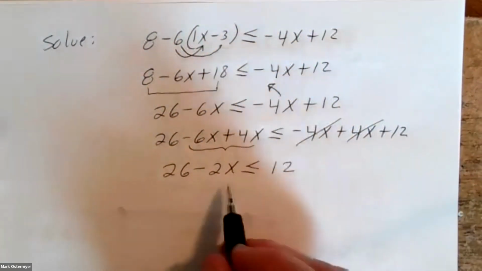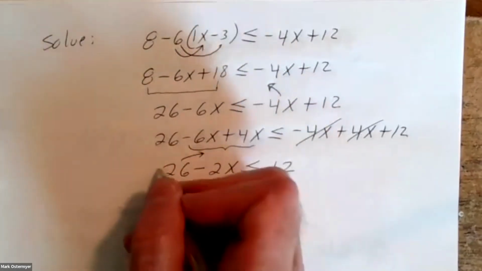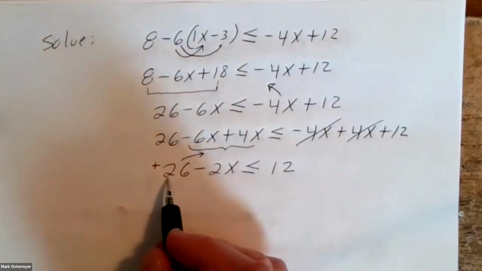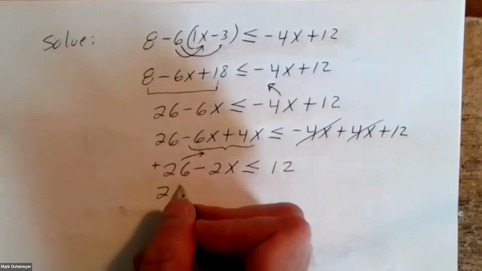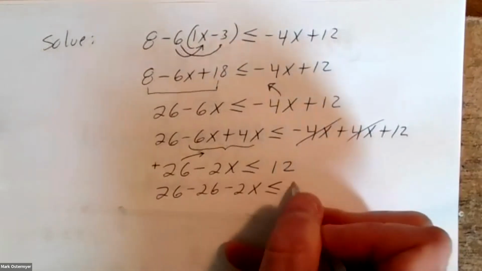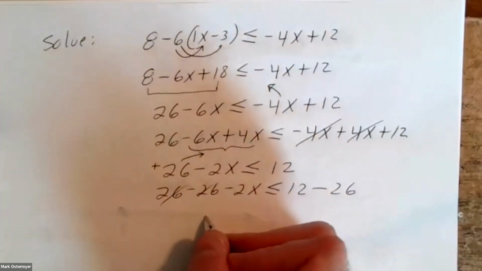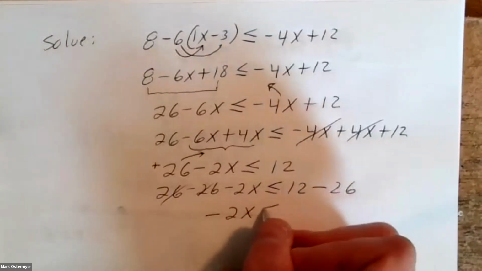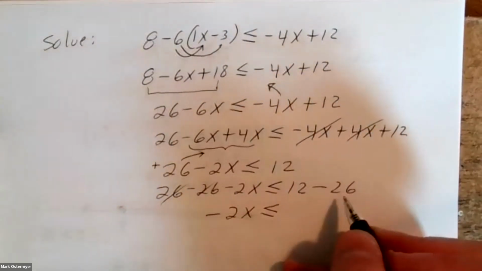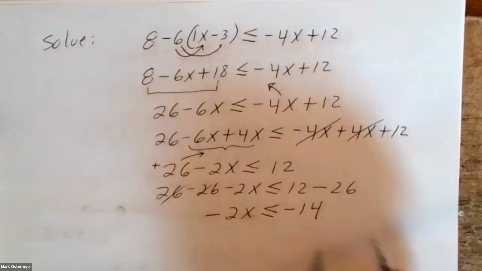Continuing to separate, I got my variable term on the left side. It means I got to move this constant 26 over to the right side. To move the positive 26 to the other side, we subtract 26 from both sides. The 26's drop out on the left side, leaving you with -2x less than or equal to 12 minus 26 on the right side, which nets us -14.